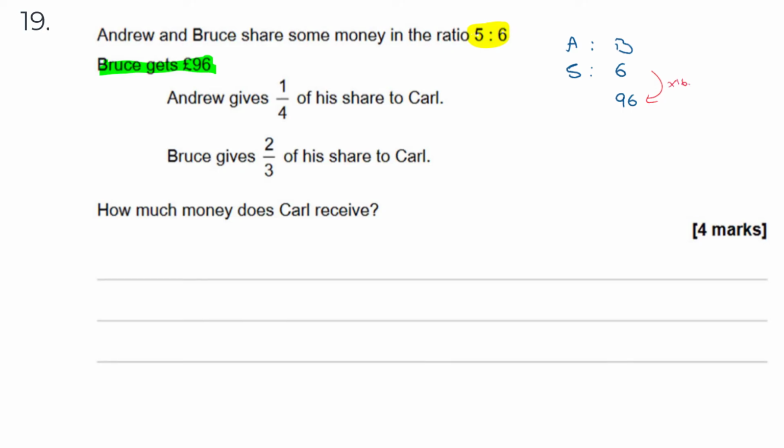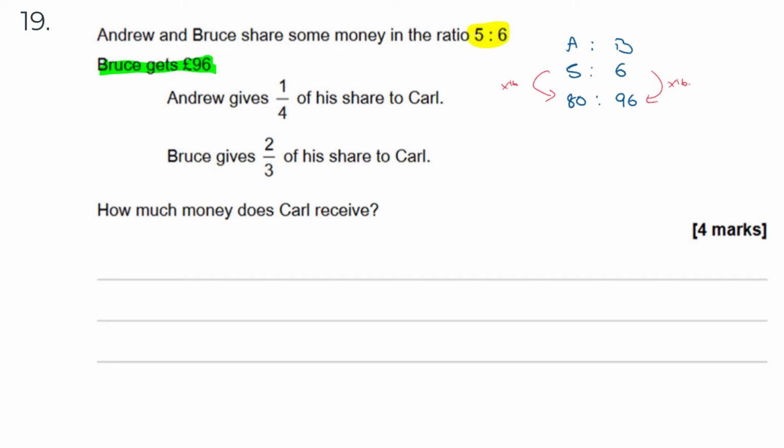Okay, so 16 lots of 6 is 96. So on the other side, 16 lots of 5, that's 80, isn't it? So that's going to be 80 to 96. So that's the amount that Andrew and Bruce get.